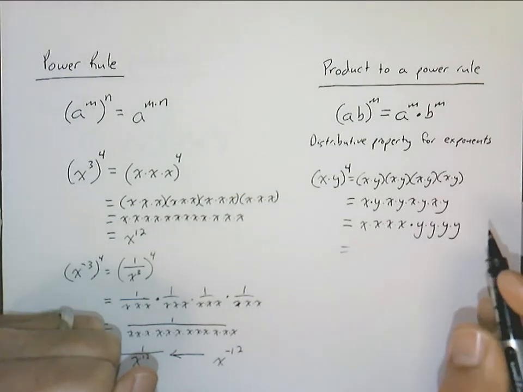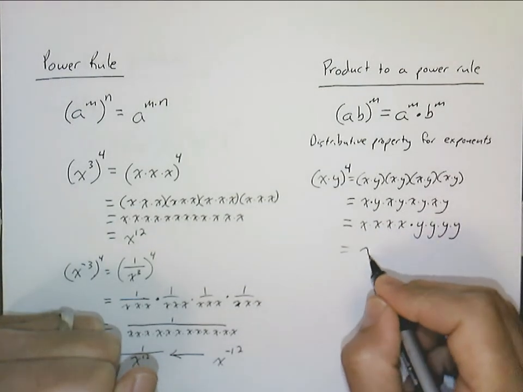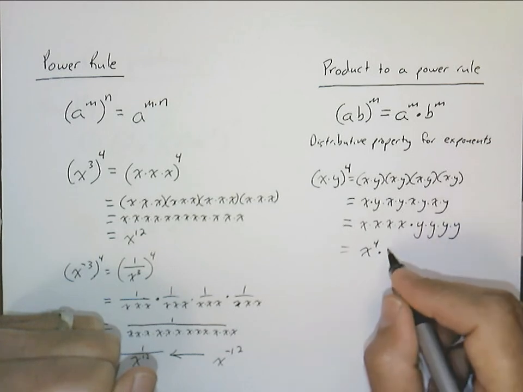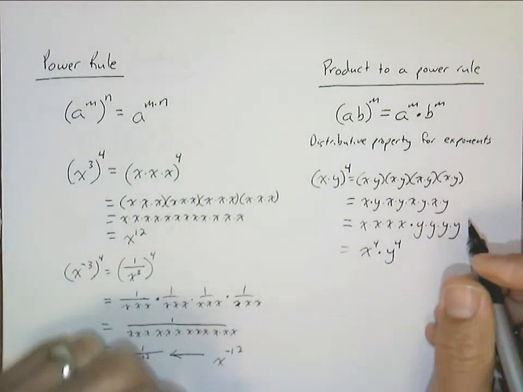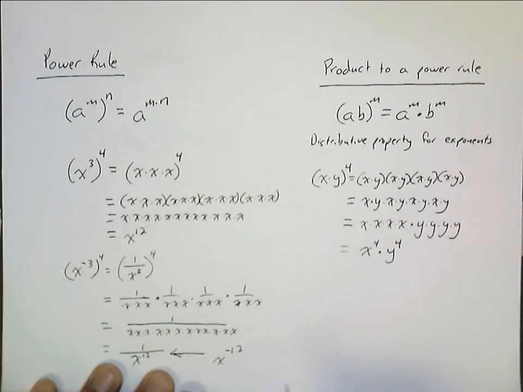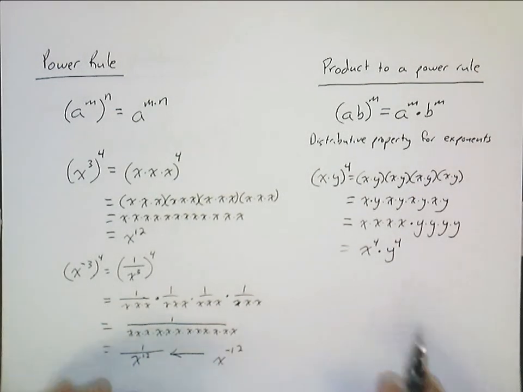And of course, now we have 4 x's multiplied together, which is x to the 4th, multiplying by 4 y's being multiplied together, which would be y to the 4th. So we see this exponent is now getting applied to both factors in this product. And those are your 3 rules.